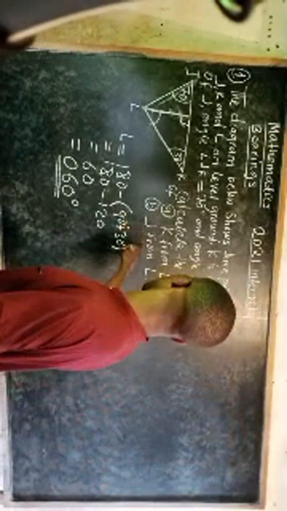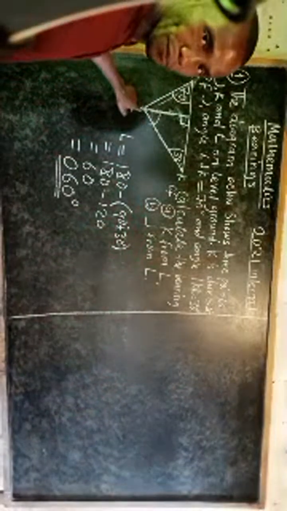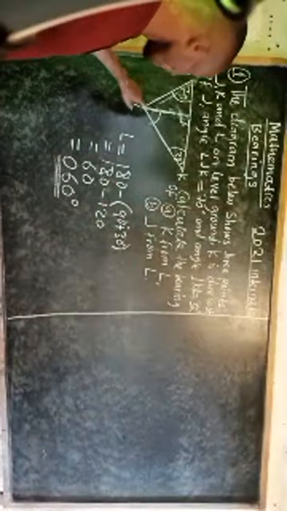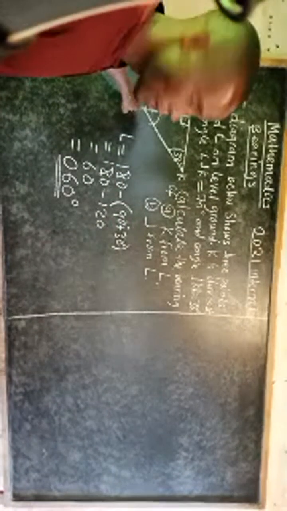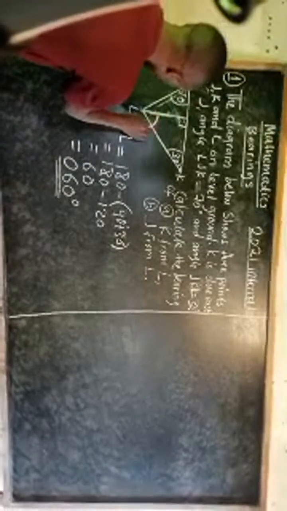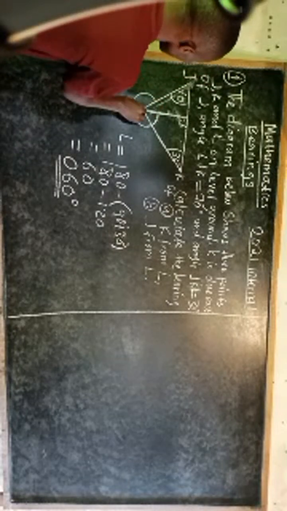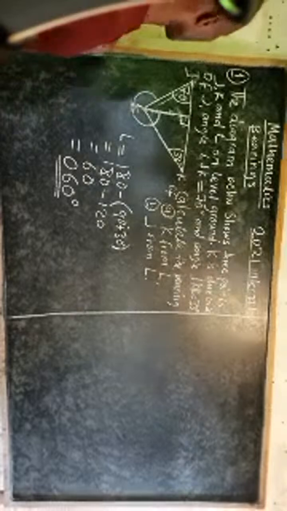J from L. So J is here, then L is this one. Okay? So now again, we are using the same true north, and we are here. So we make that true north, which is already there, then we just move clockwise. We join up to this line. This is L, up to this line.